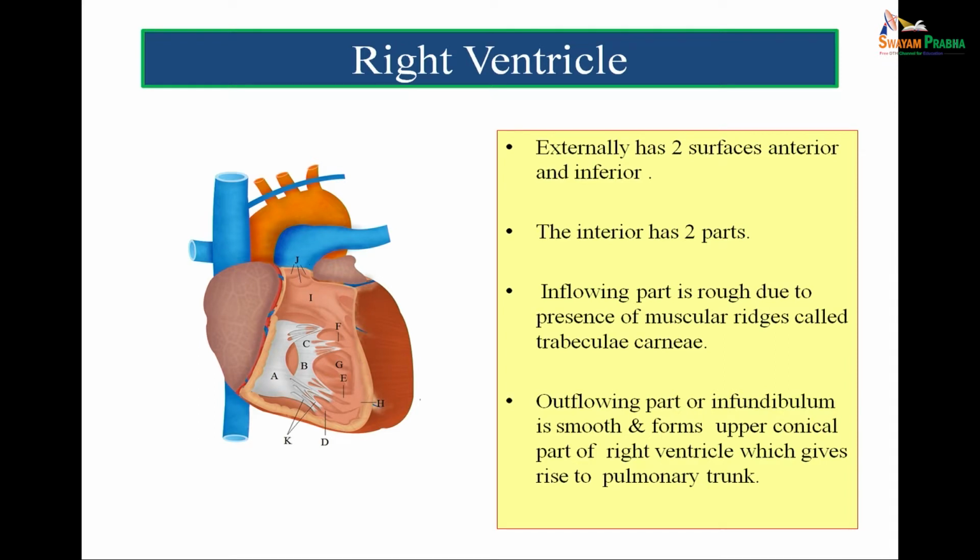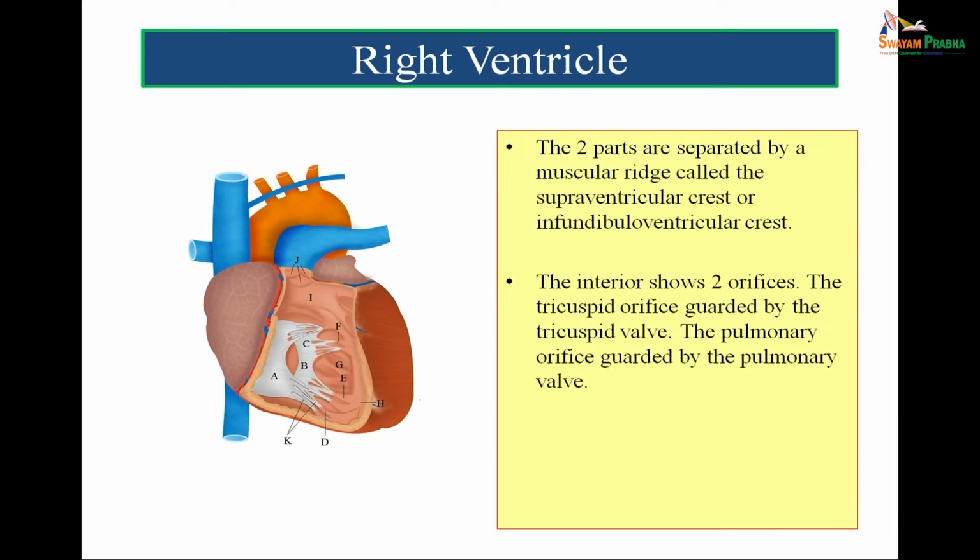These muscular ridges or trabeculae carneae are actually of three types: ridges which are fixed elevations, bridges which are supported on the two sides, and pillars which are the papillary muscles. So, D is the anterior papillary muscle, E is the posterior papillary muscle, and F represents the septal papillary muscle.